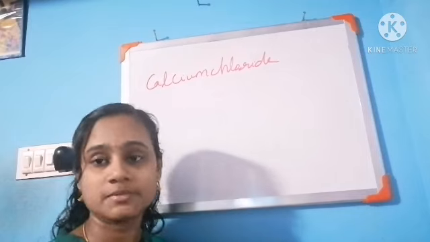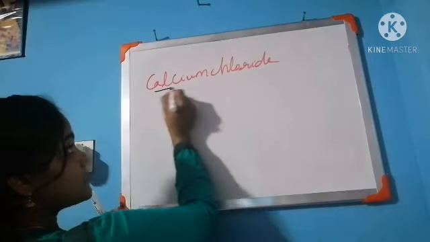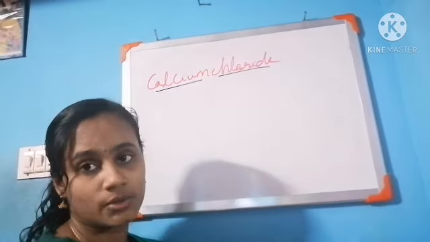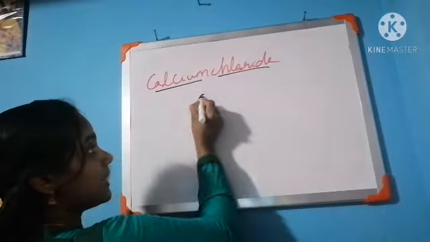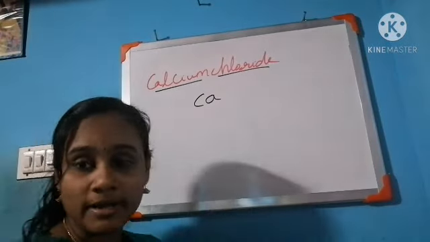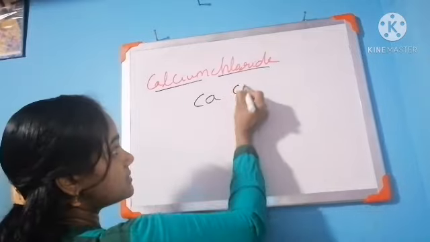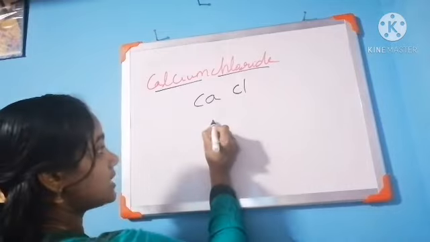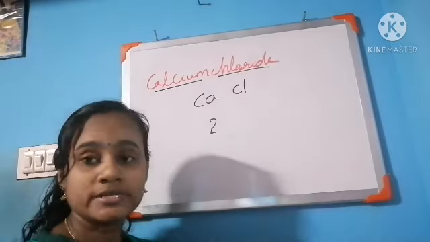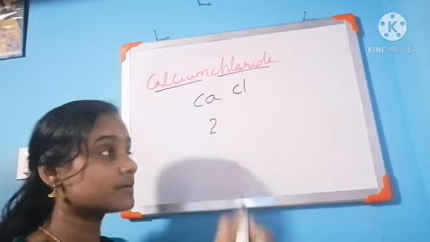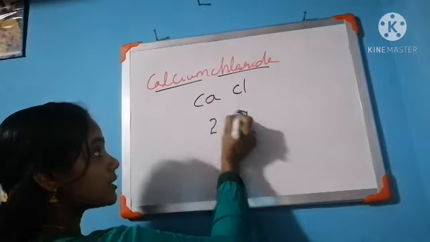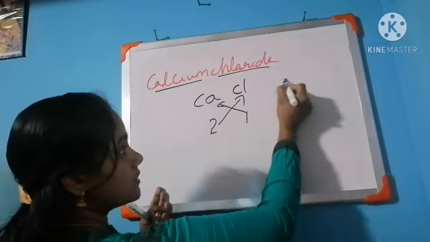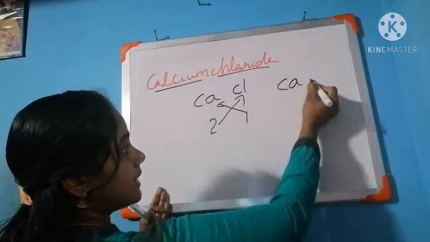Next example, calcium chloride. Which elements are present here? Calcium and chlorine. The calcium symbol is Ca. Chloride means chlorine, so the chlorine symbol is Cl. Calcium valency is 2. What is the valency of chlorine? 1. Cross multiply. We join the two symbols to write Ca Cl.